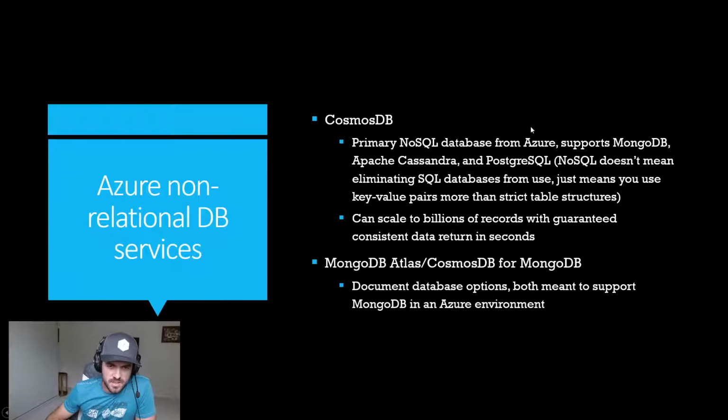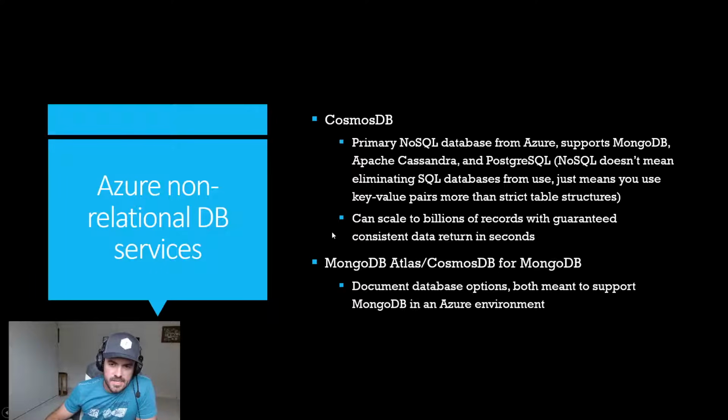Non-relational database services, so you've got Cosmos DB. This is kind of the primary offering from Azure. It supports MongoDB, Apache Cassandra, PostgreSQL, which is interesting because, again, NoSQL doesn't necessarily mean you can't use an SQL database. It just means that you use key value pairs more than you use that strict table structure. That's kind of interesting, and also kind of confusing, but luckily for this exam, we don't really need to know these fine details. Just know that Cosmos DB is the primary NoSQL database from Azure.